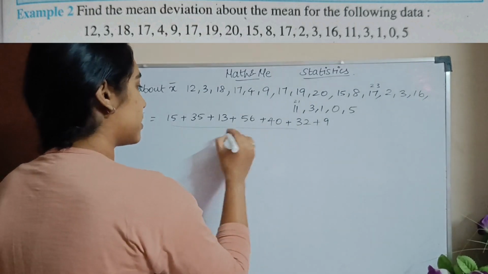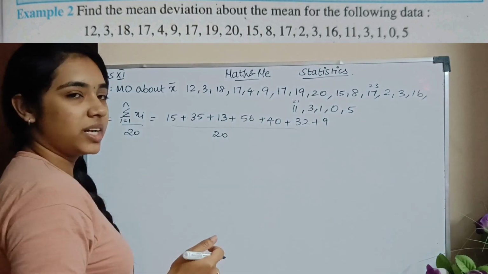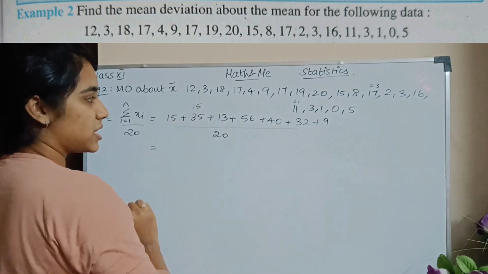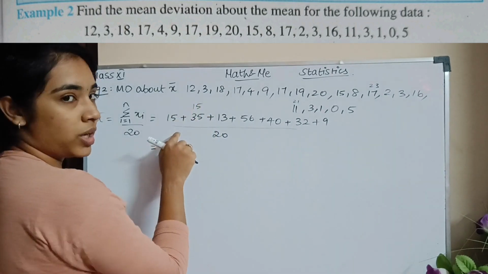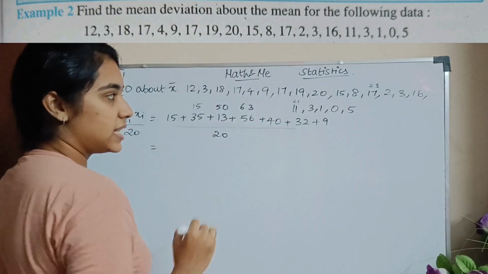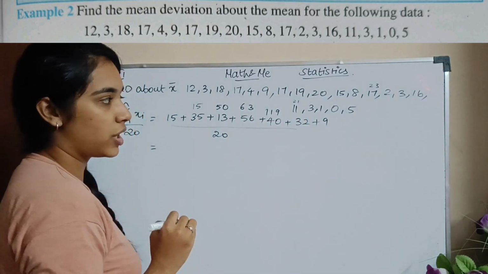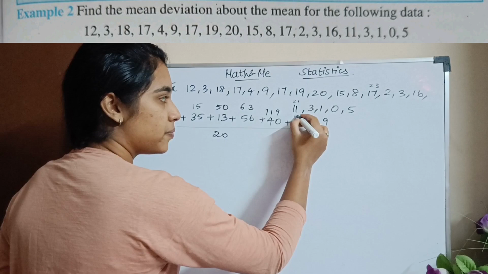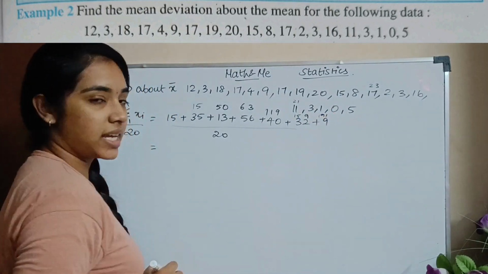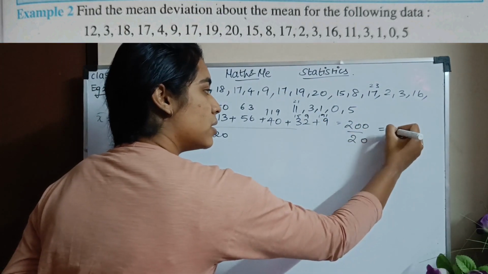The whole divided by 20, which we already counted. I write it this way, adding as I go, so it will be easy to calculate. Now adding these: 15 plus 35, 5 plus 5 is 10, 3 plus 1 is 4, carry over 1, so 50. 50 plus 13 is 63. 63 plus 56 is 119. 119 plus 40 is 159. 159 plus 32 is 191. 191 plus 9 is 200. So your summation is 200 divided by 20, which is 10.